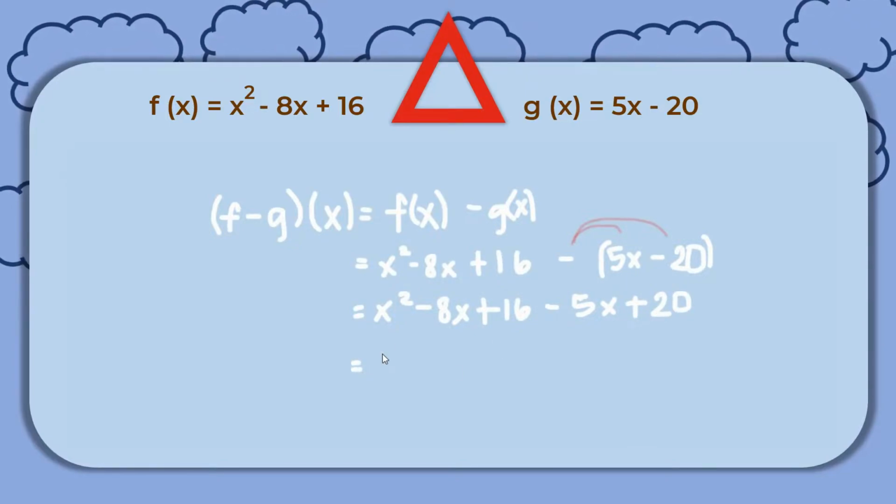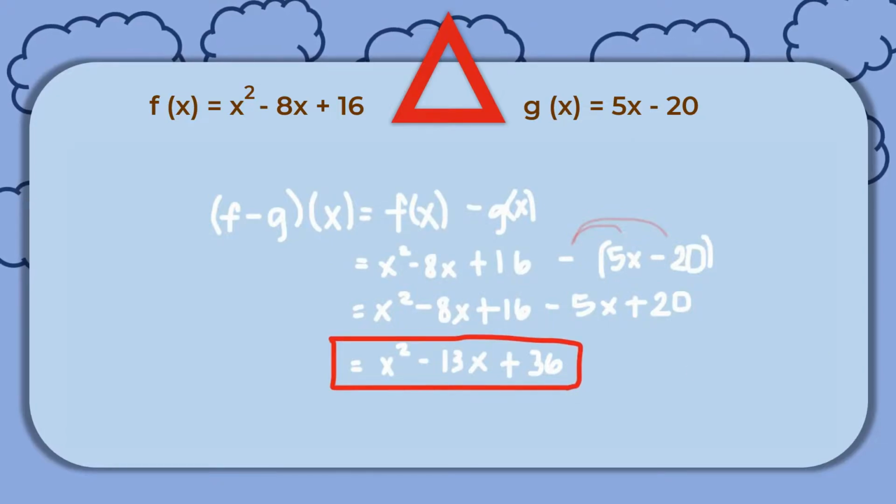Now, combine the like terms. Which are the like terms? X squared doesn't have a similar variable. Therefore, let's copy it. Then negative 8x plus negative 5x, since they have the same sign, it is equal to negative 13x. Then, 16 plus 20, the sum is 36. Therefore, the final answer is x squared minus 13x plus 36.